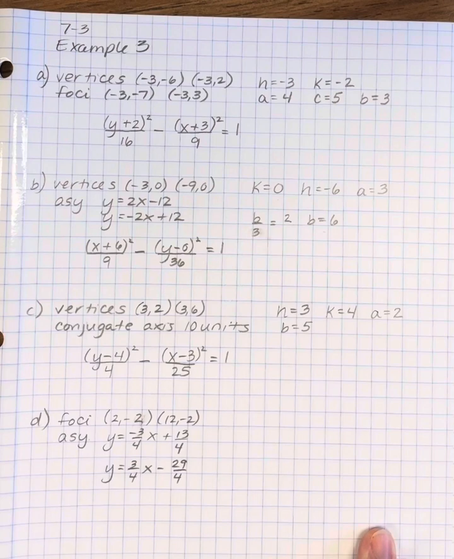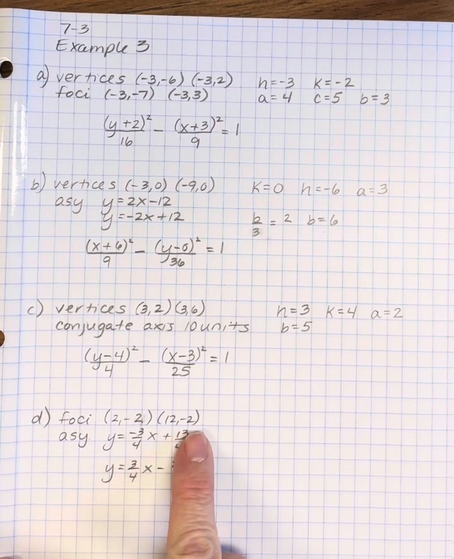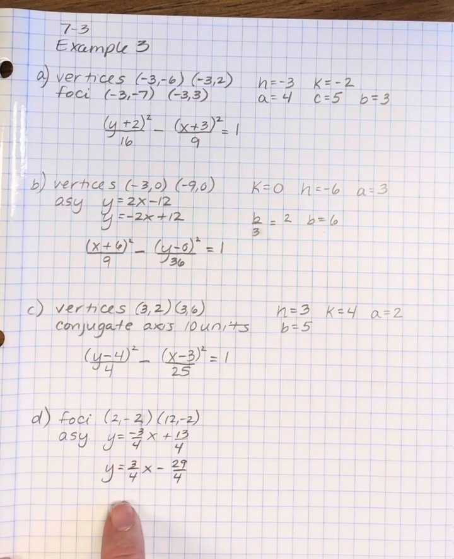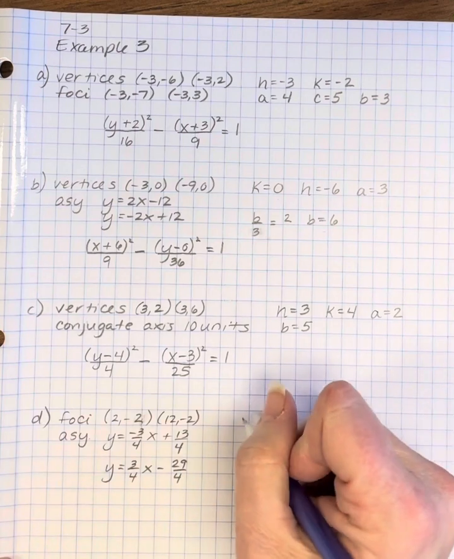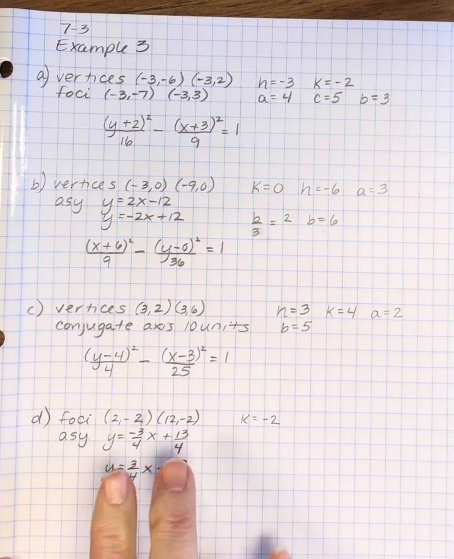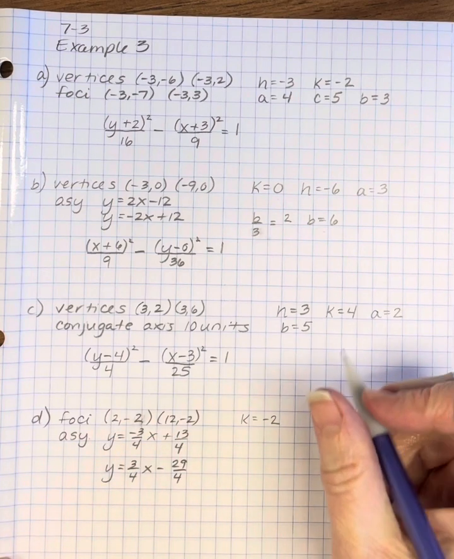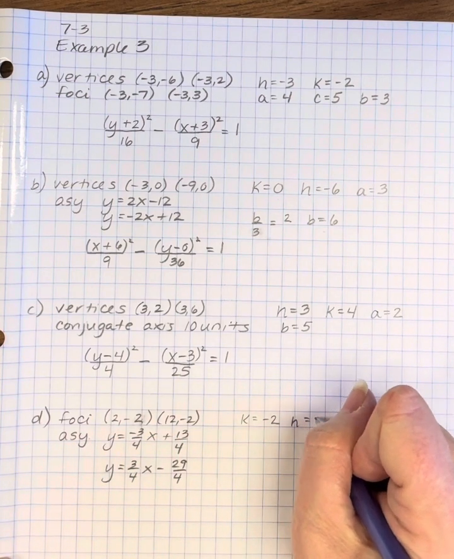And then last one, foci. My y values of my foci are the same. Therefore, this is back to a horizontal one. So that tells me that k is -2. Halfway in between 2 and 12 is 5. No, just kidding. 2 plus 12 is 14. So 7. So my h is 7.